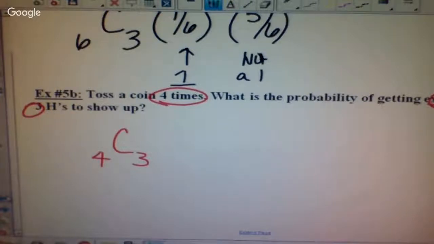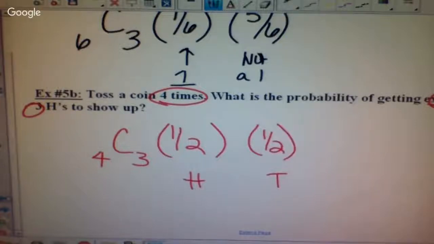What event do I want to show? I want a heads. What's the probability? 1/2. If it's not heads, then it's tails, which means 1/2. Okay, how many heads do I want to show up? 3. Which means I need how many tails? 1.